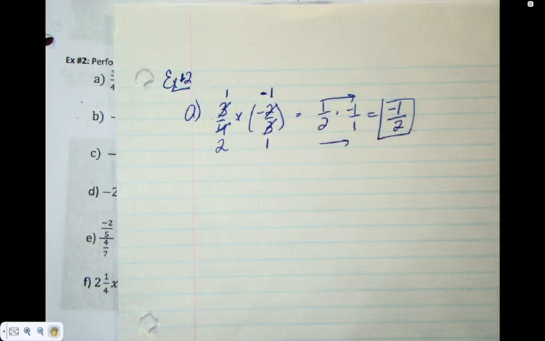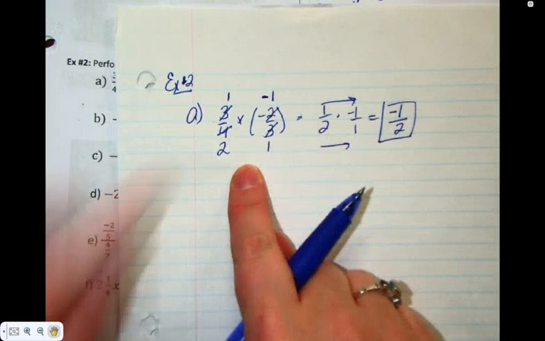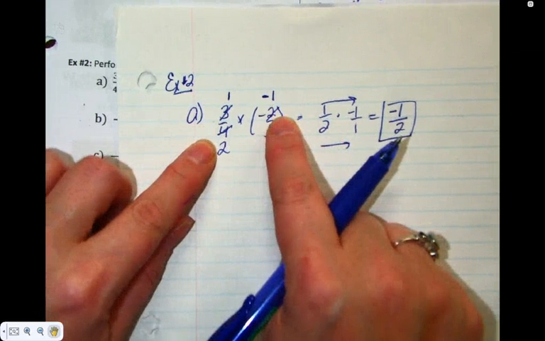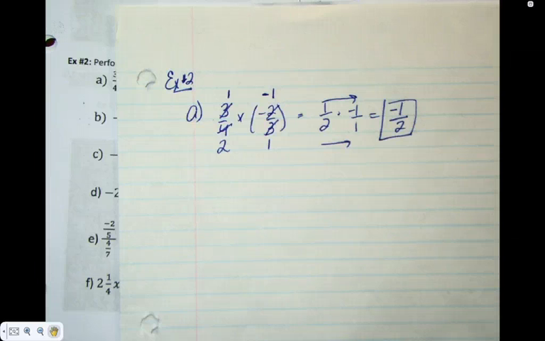What are you confused on? Which step? This one or this one? This one? So we reduce the 4 and the negative 2, we divide them each by 2, and we reduce the 3 and the 3, we divided them each by 3. So that's just canceling to make the number smaller.